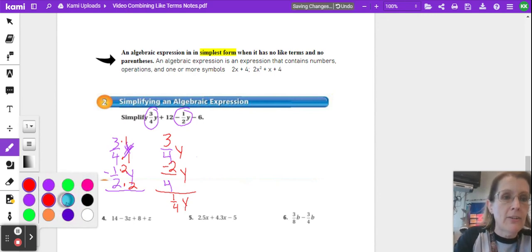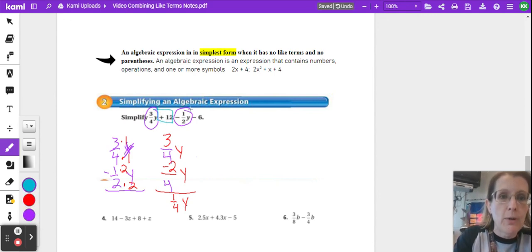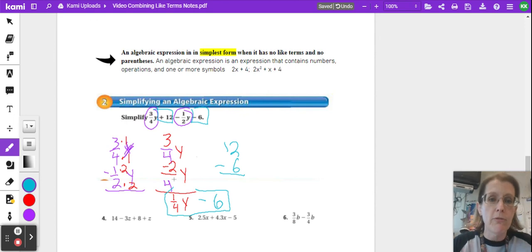And now I need to look at my constant terms. So I have positive 12 and negative 6. They will cancel out. So I'll have 6 left over, and there are more positives. So when that is in simplest form, it will be 1/4 y minus 6.